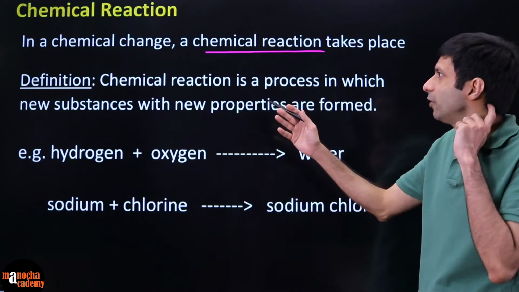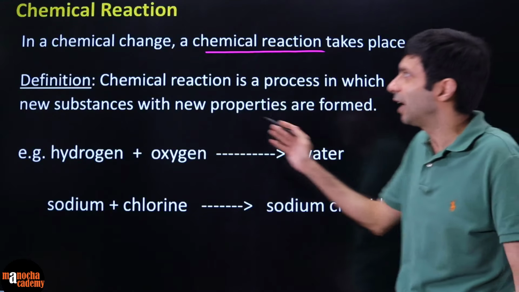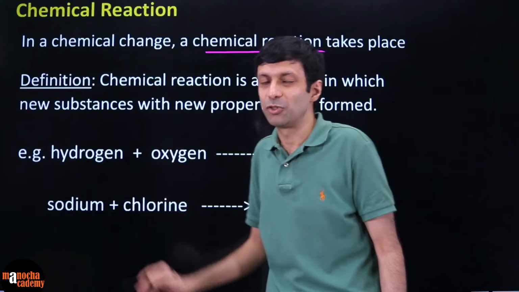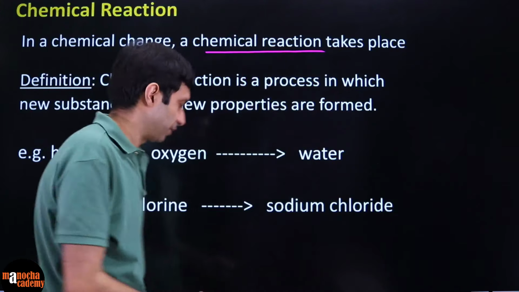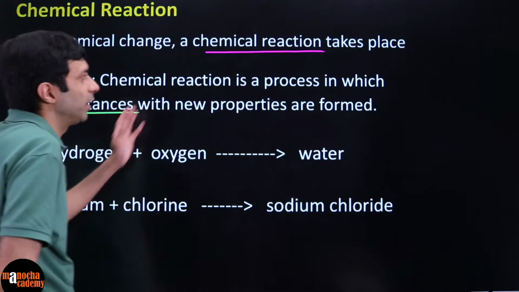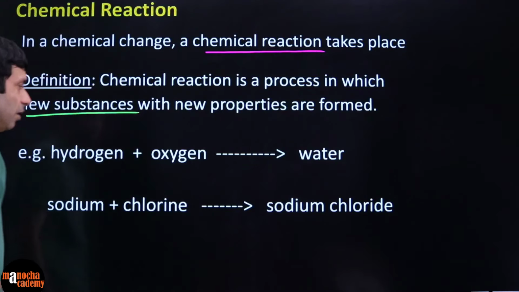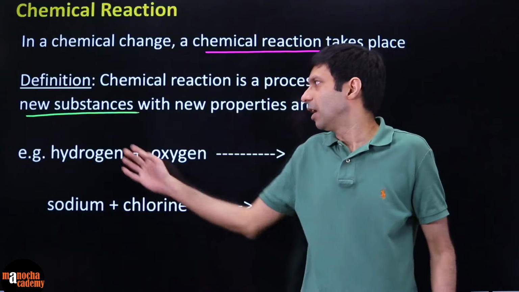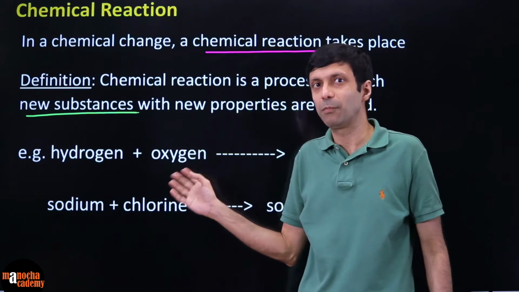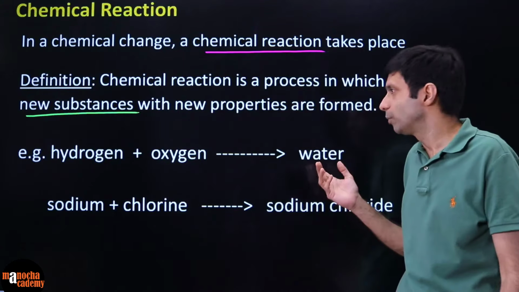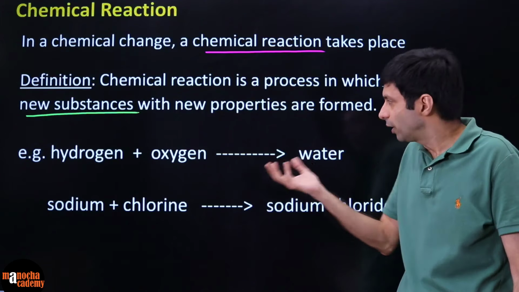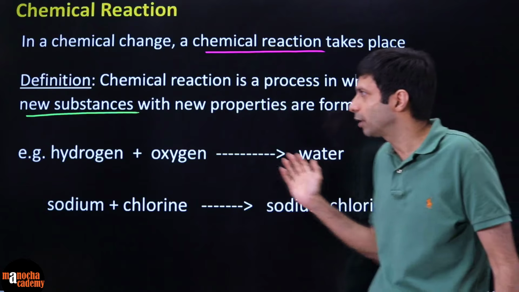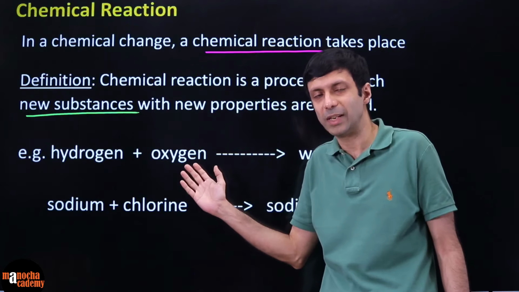Now, what is a chemical reaction? It is a process. As we said, the new substances are formed. So something new has to be formed. New substances with new properties are formed. For example, if you take a look at these reactions that we have written, hydrogen and oxygen, you know, if you burn them, what does it produce? It forms water. So clearly water is the new substance here. And is the property of water different from hydrogen and oxygen? What do you guys think?